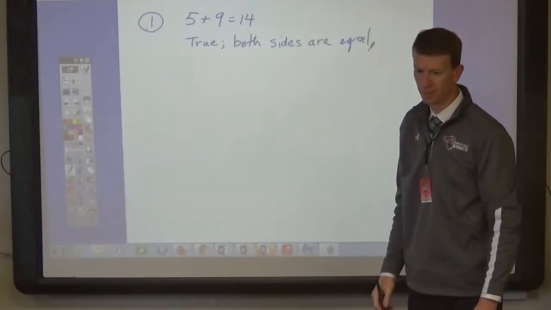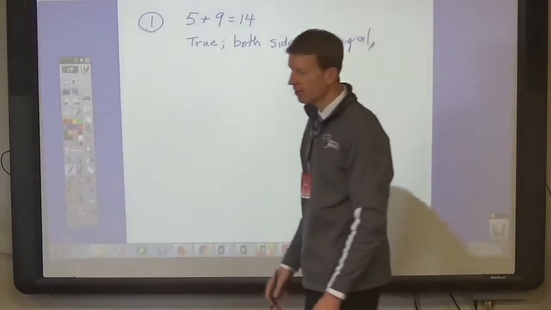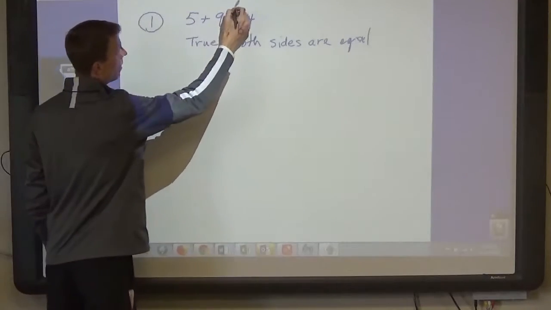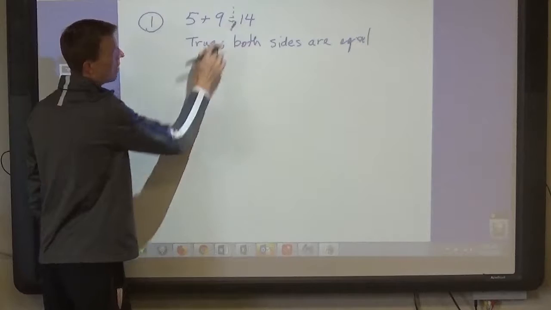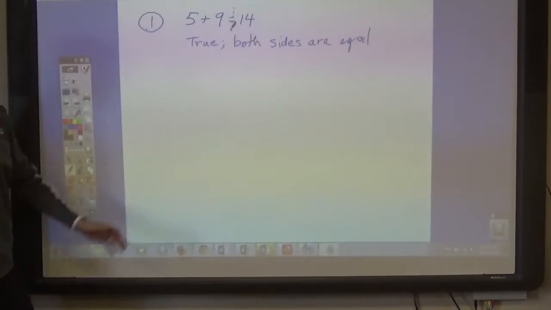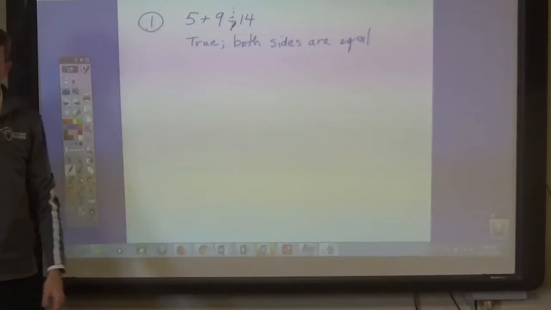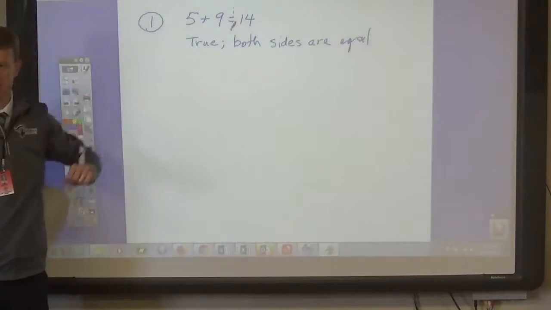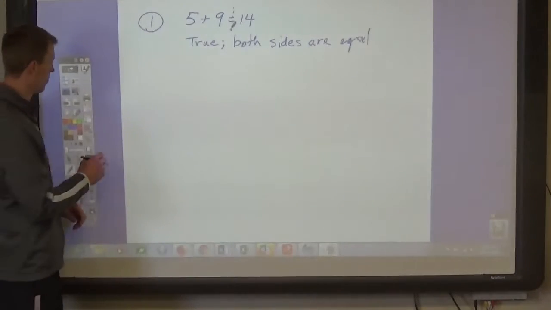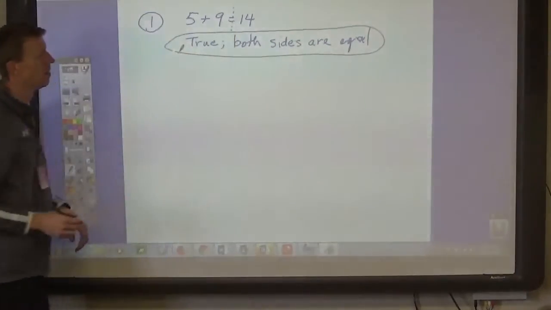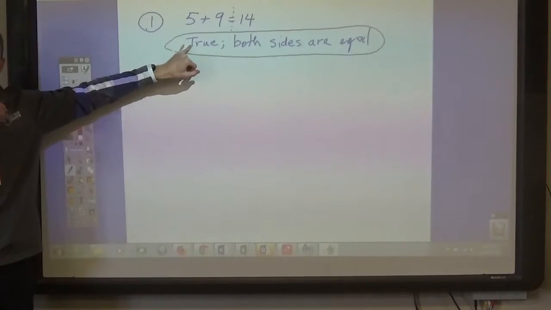Both sides are equal. Okay. 5 plus 9 is equal to 14. And remember that an equal sign divides the equation into two sides, the left side and the right side. So this is a true equation because both sides are equal. Okay? Do we have to write out the question? You have to write this part right here. So we don't have to write out like that? You have to write this part. Okay?